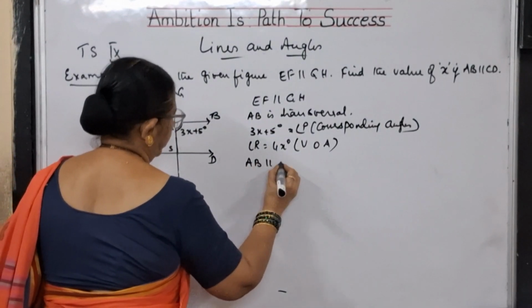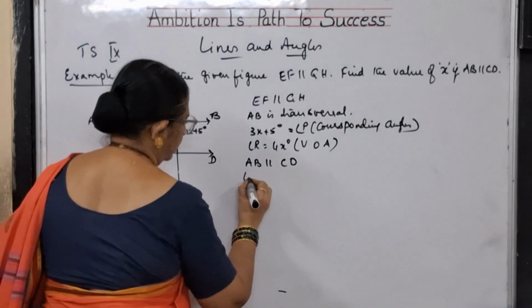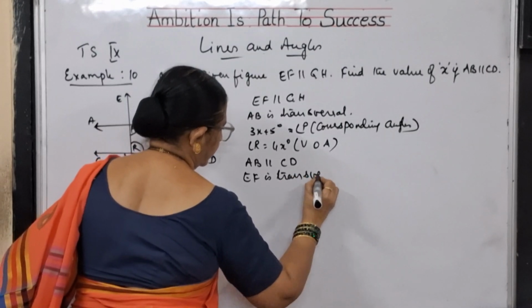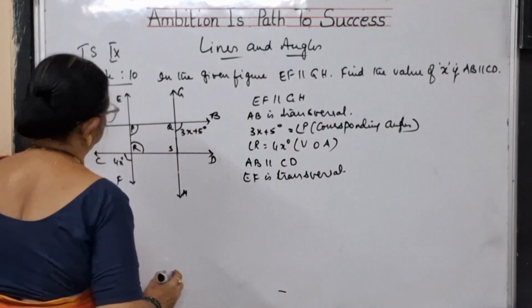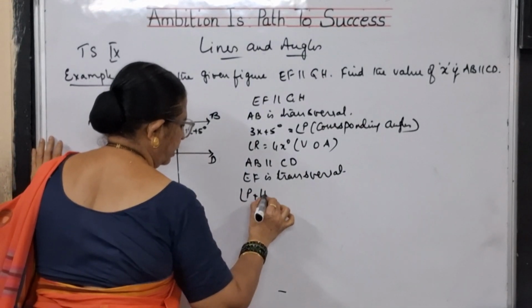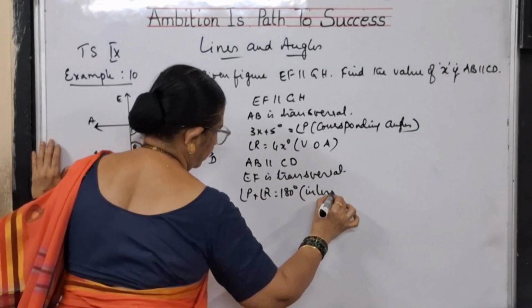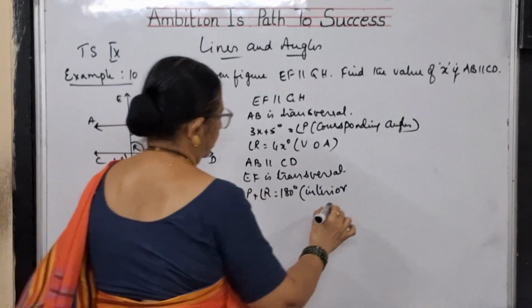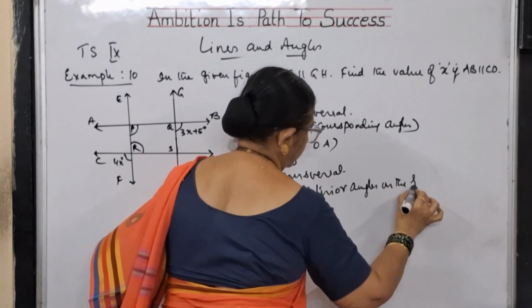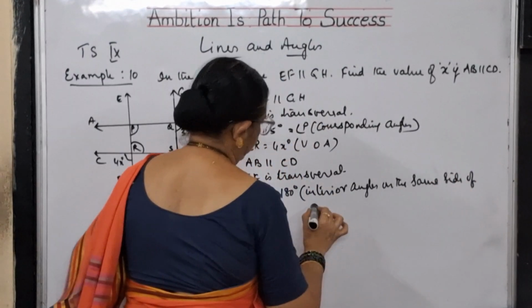AB is parallel to CD. EF is transversal. If you take it like this, AB is parallel to CD and EF is a transversal. Angle P plus angle R is equal to 180 degrees because they are interior angles on the same side of transversal.